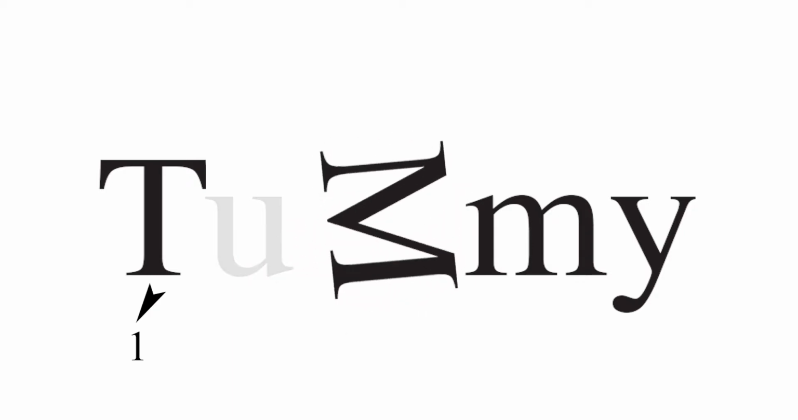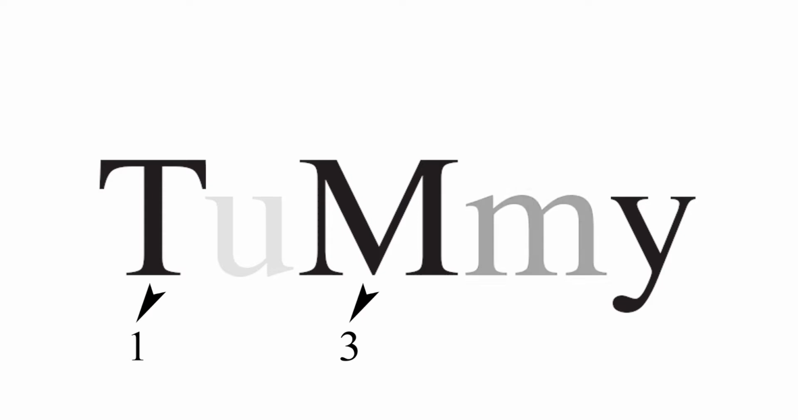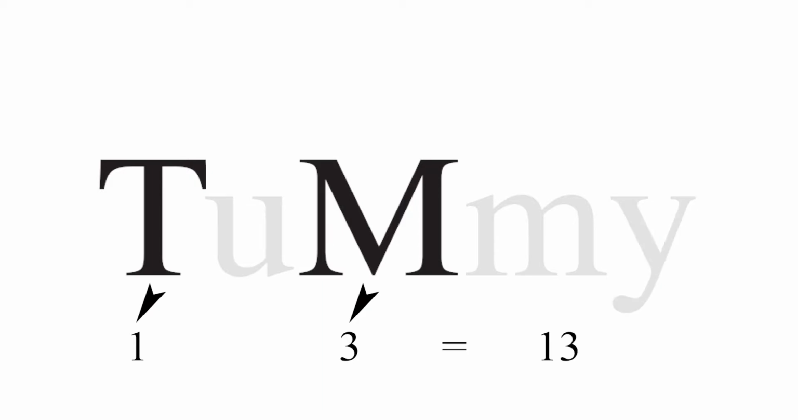What's tummy? You already did that together. T is 1, U, vowel doesn't count, M, 3. The extra M, do you remember rule number 2 of this: if you've got 2 letters together, you only count one of them. And Y has no numerical value, and therefore tummy is 13.